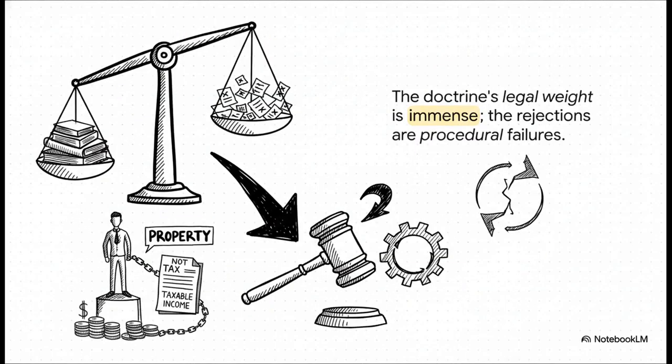This chart really visualizes the core of the source's argument. The legal foundation, that Supreme Court precedent defining income as a gain, is rock solid. It's never been overturned. The rejections and penalties we hear about are, in this view, simply failures in application. People lost because they went about it the wrong way, not because the doctrine itself is flawed.